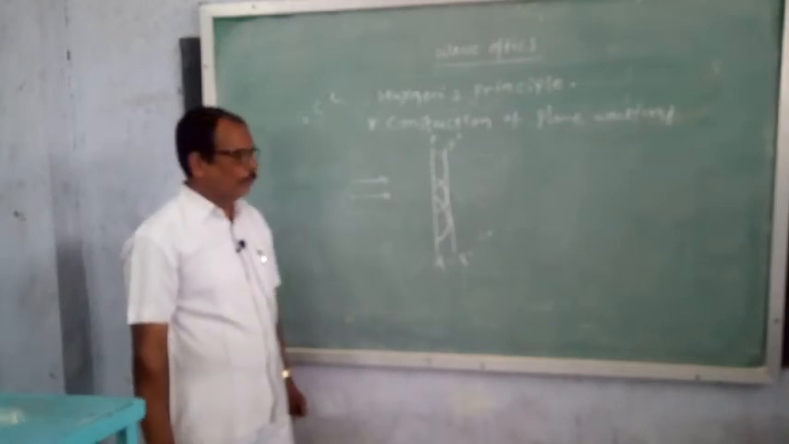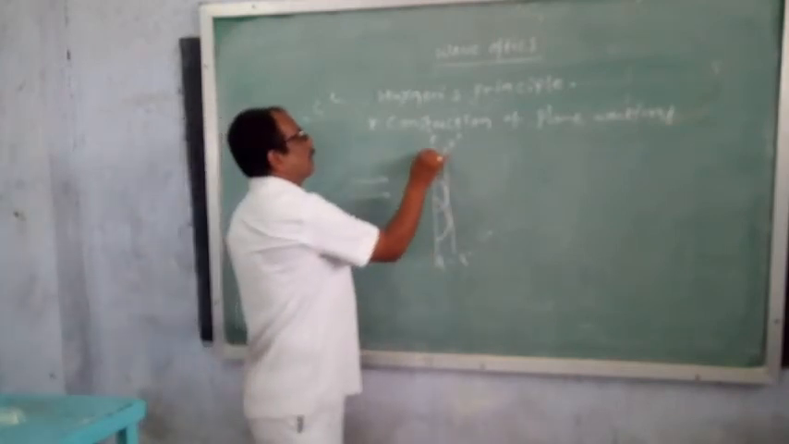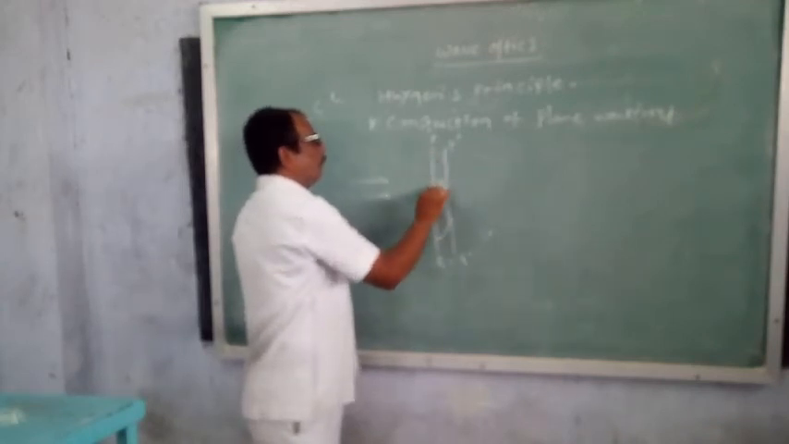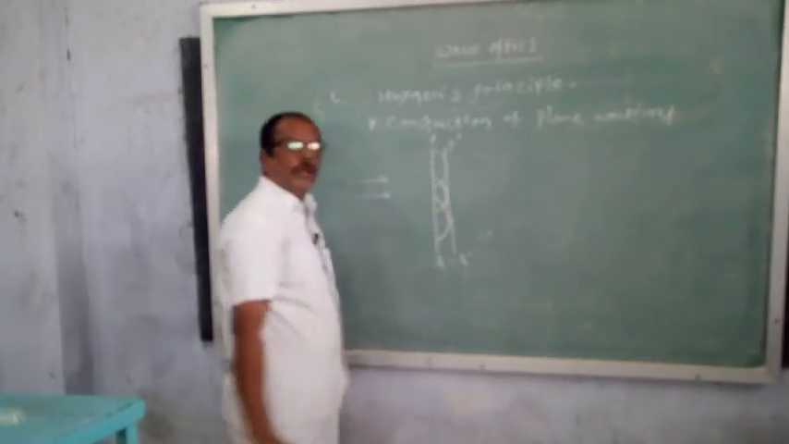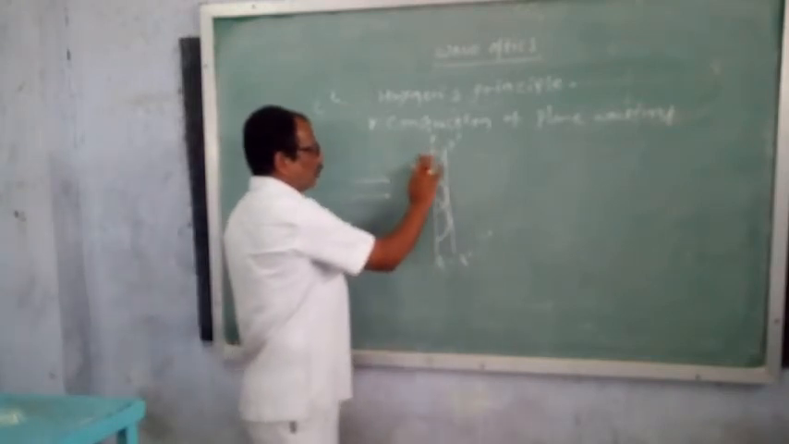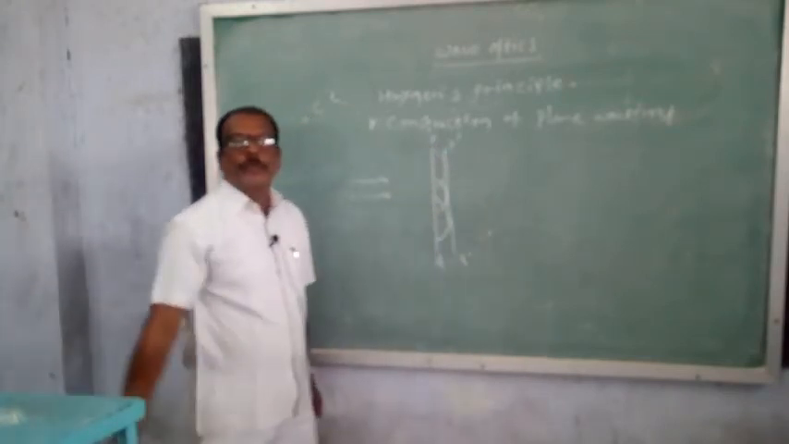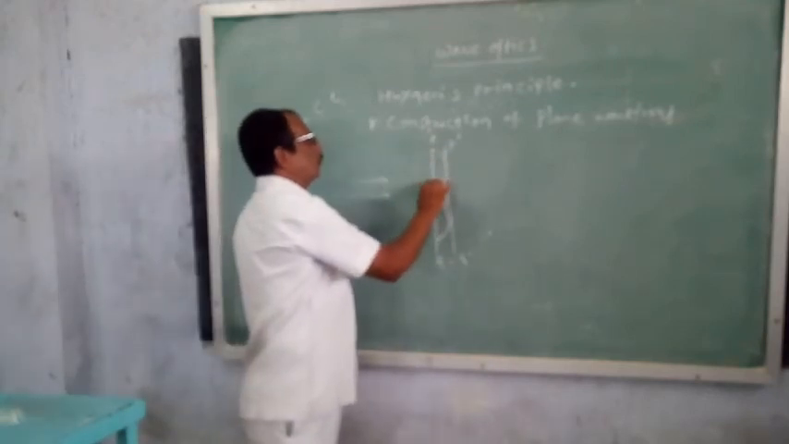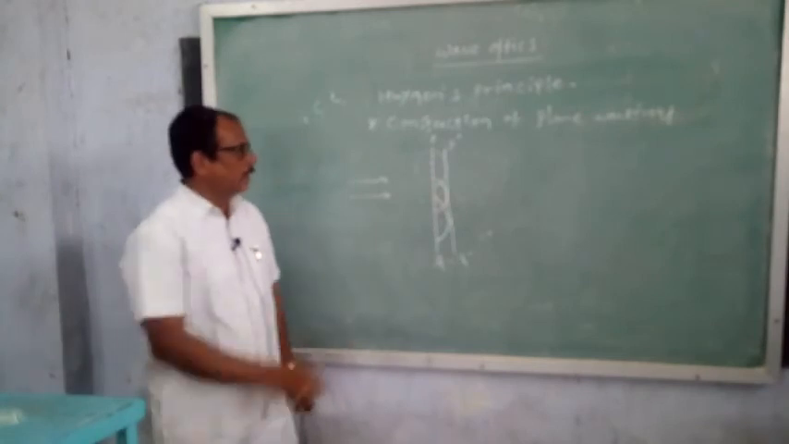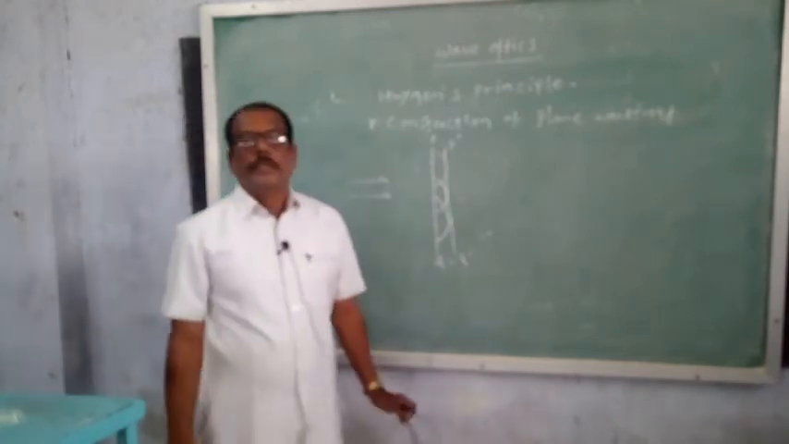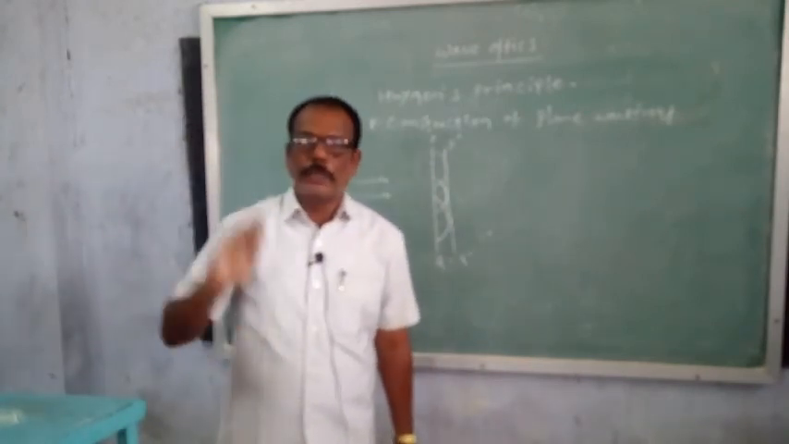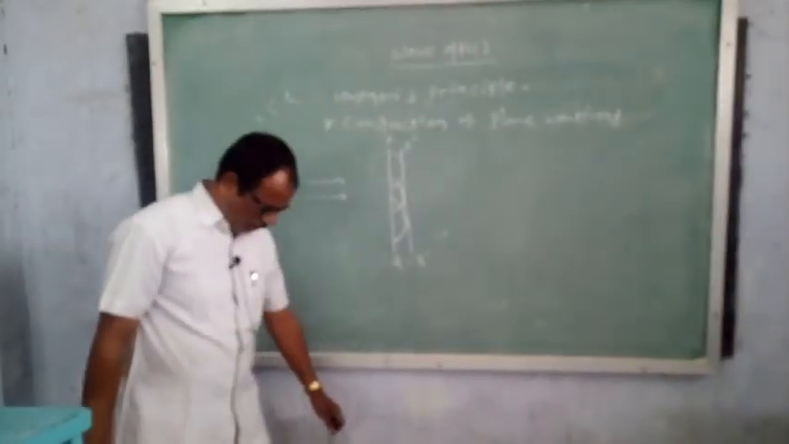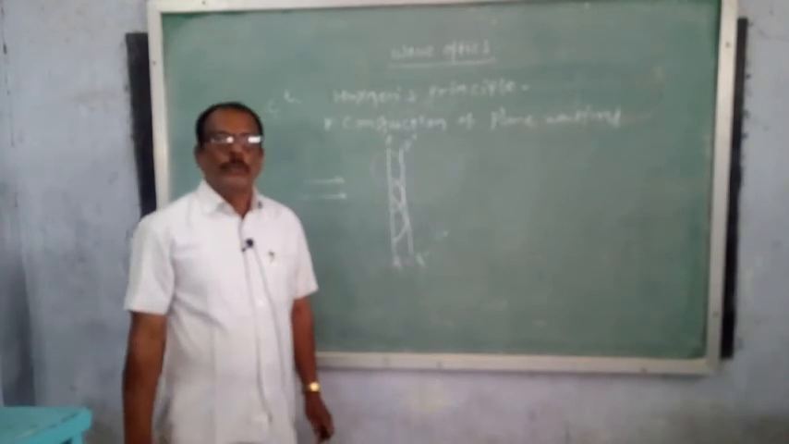And one more point is that since light is propagated in the forward direction, therefore backward waves do not exist. Therefore, we cannot show these backward wavefronts, or if you have to, draw them with dotted lines, which means that backward waves do not exist as light is propagated in the forward direction. This is the construction of plane wavefront.